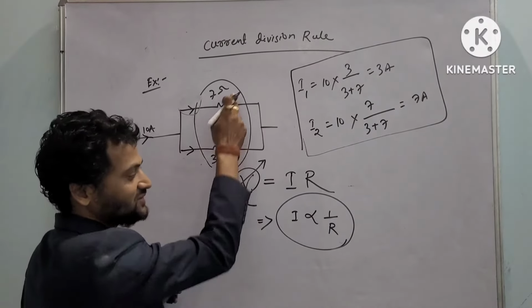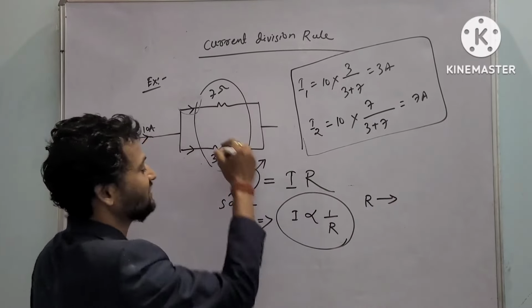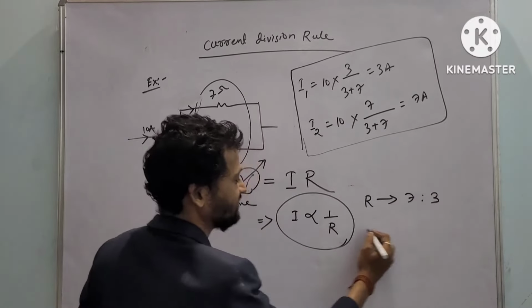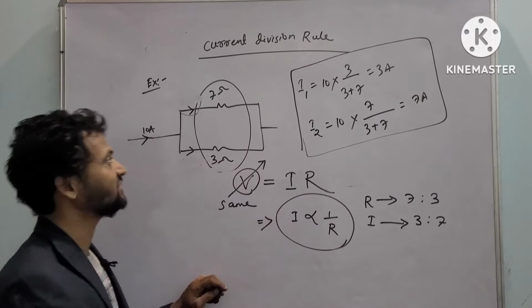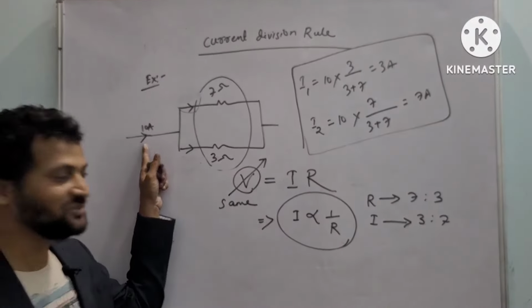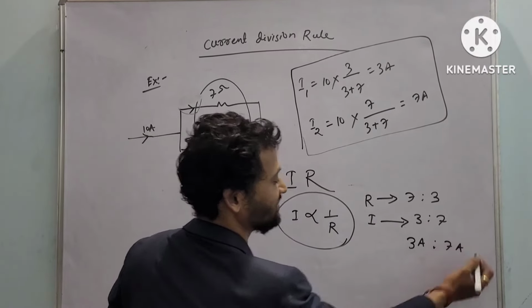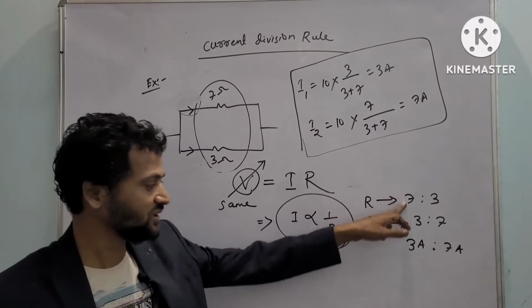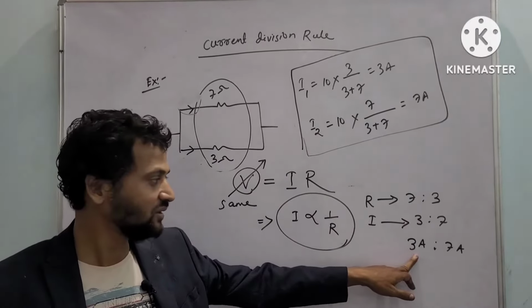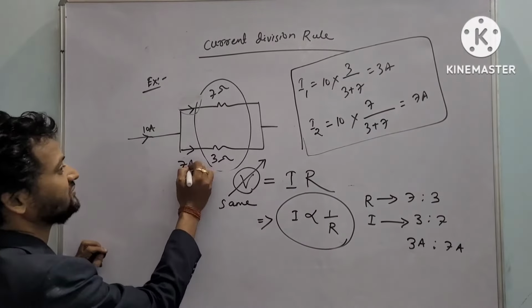What is the ratio of resistance? 7:3. So what will the ratio of current be? 3:7, because inversely proportional. How much is the current? 10 ampere. So divide 10, what will this become? 3 ampere. And this? 7 ampere. That means through the 7 ohm resistor 3 ampere current will flow, and through the 3 ohm resistor 7 ampere current will flow.